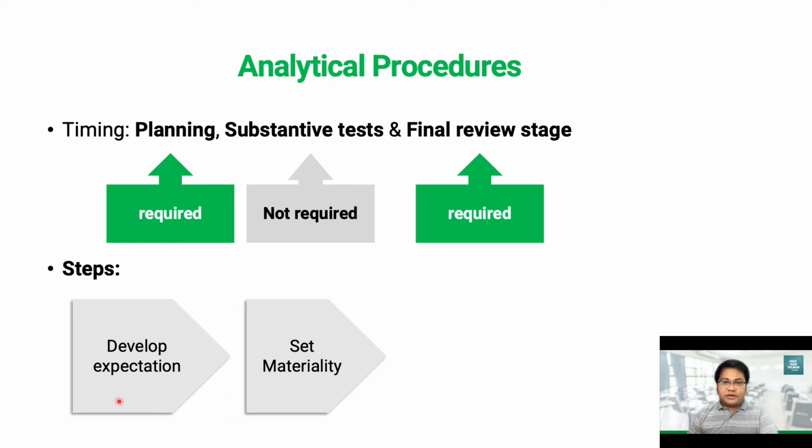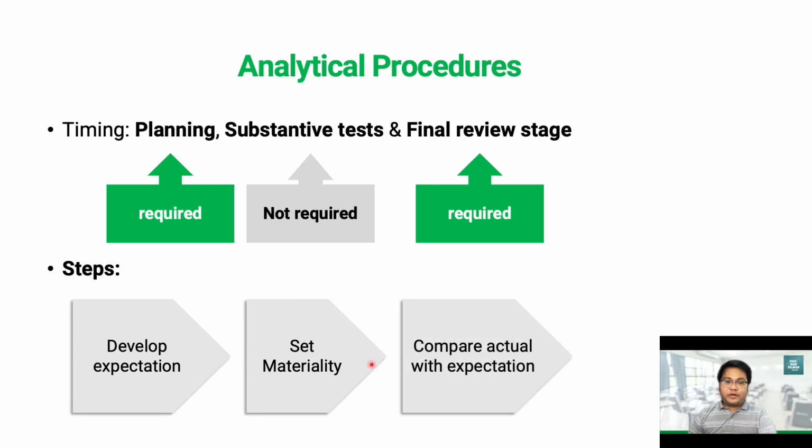Because our expectation could have a difference from the actual amount. Now let's say we expect that the movement in this account will be 25%. Okay. So therefore, if the amount of movement is more than 25%, then we have to investigate it. Or it could be an amount. Now let's say the movement in this item would be 100,000 pesos. So if it's above that amount or threshold, then we have to investigate.